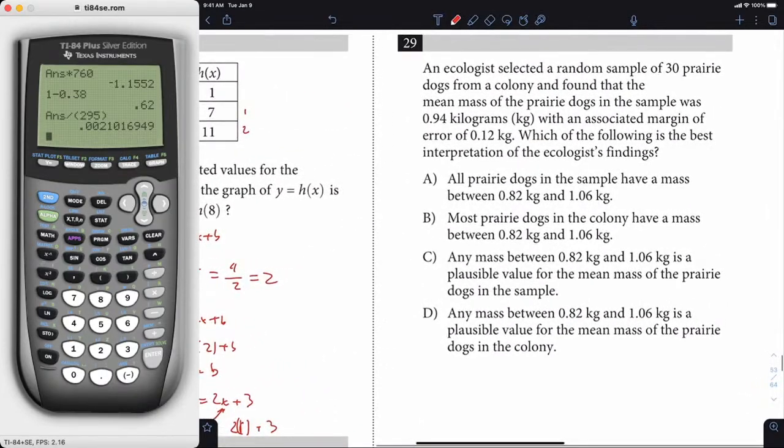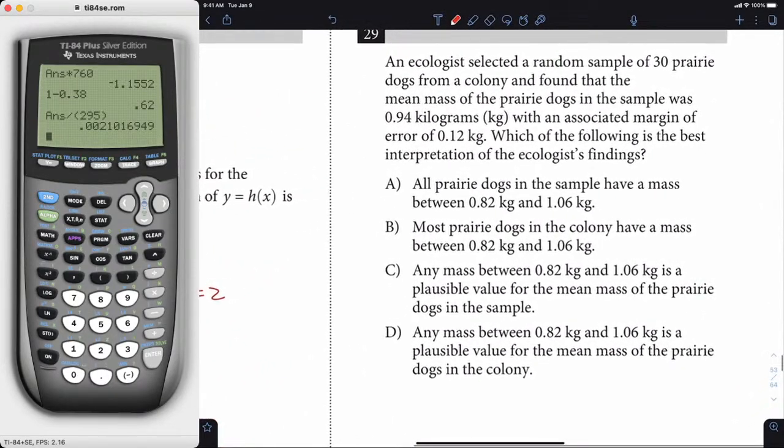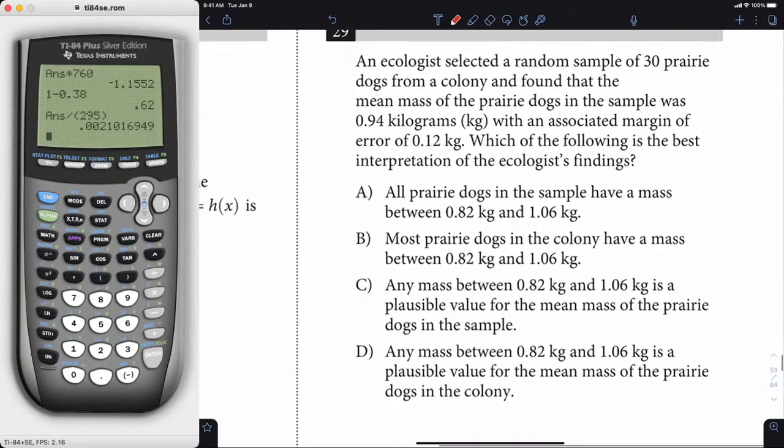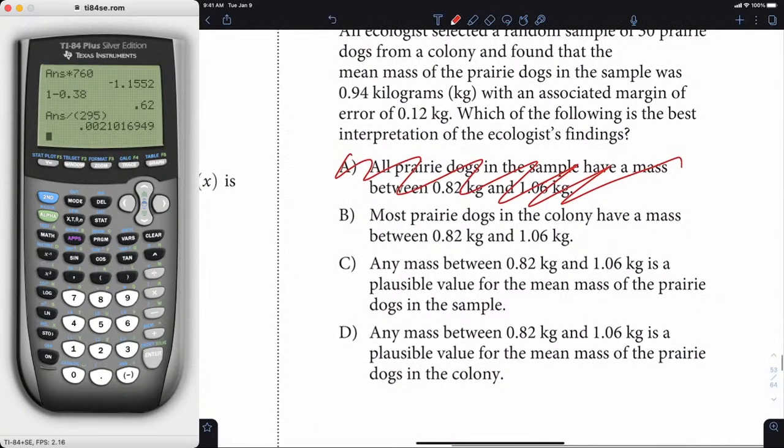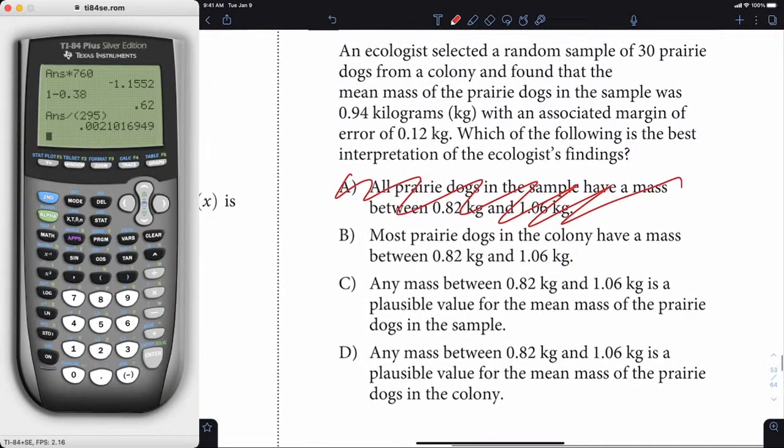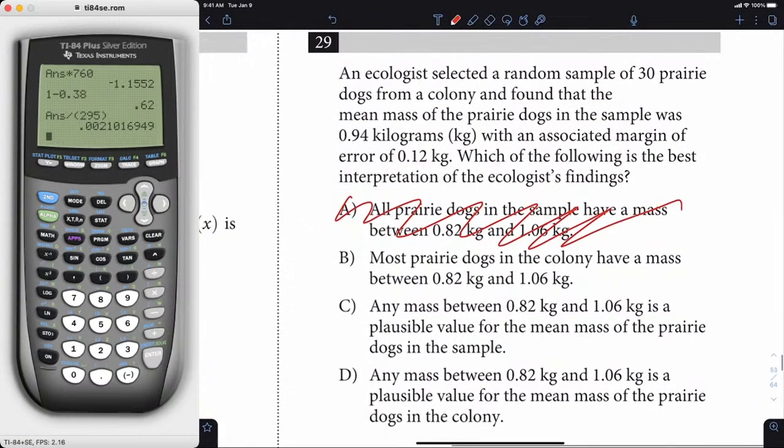An ecologist selected a random sample of 30 prairie dogs from a colony and found that the mean mass of the prairie dogs in the sample was 0.94 kilograms with an associated margin of error of 0.12 kg. Which of the following is the best interpretation of the ecologist's finding? Not all prairie dogs necessarily have a mass between those values. It's not necessarily true that most prairie dogs have a mass between 0.82 and 1.06, maybe.